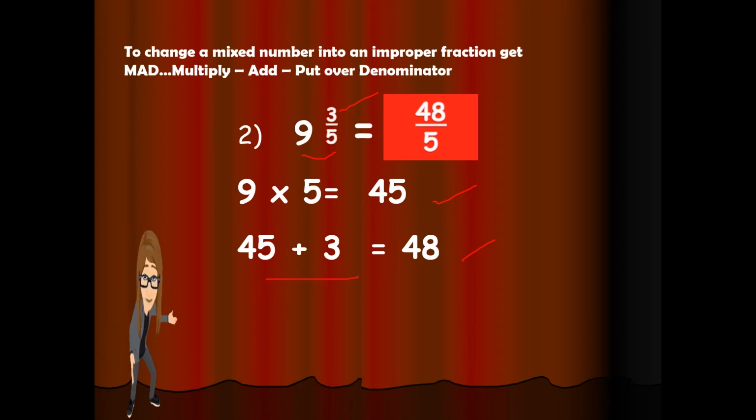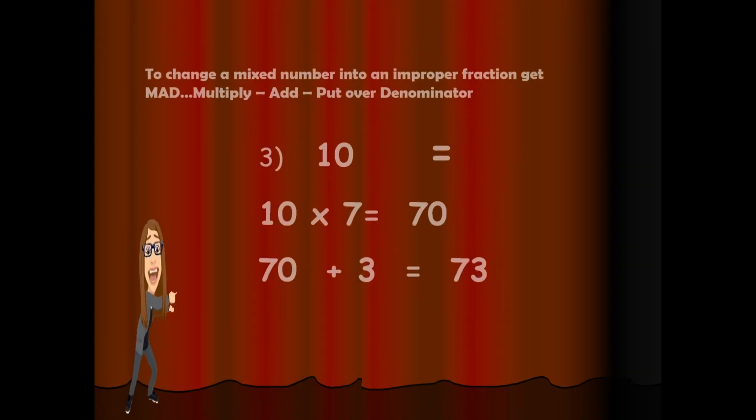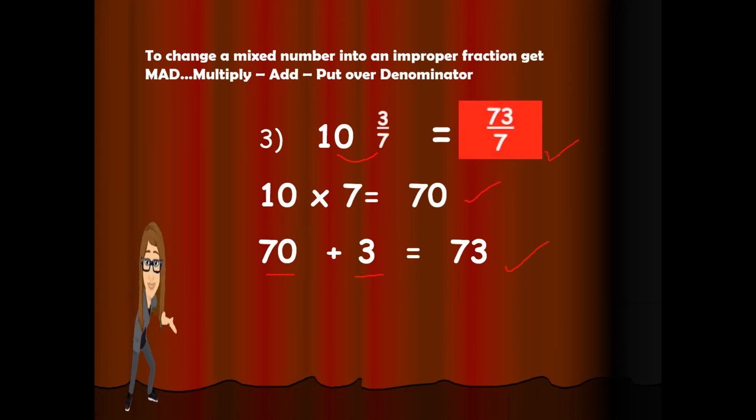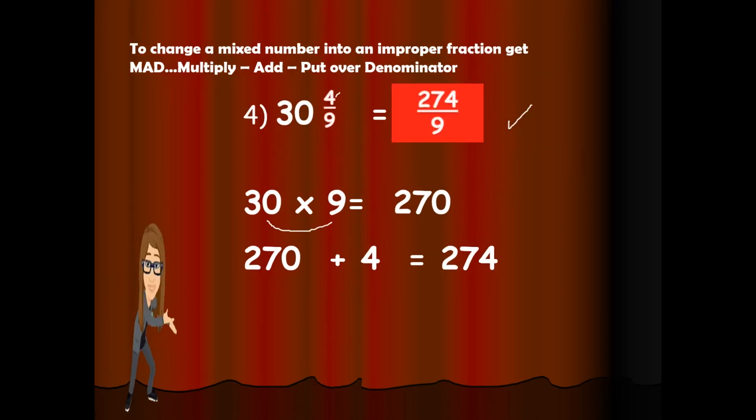Now let's proceed to number 4. 10 and 3 over 7. So let us multiply. 10 times 7 is 70. And 70 plus 3 is 73. So the answer is 73 over 7. Correct.